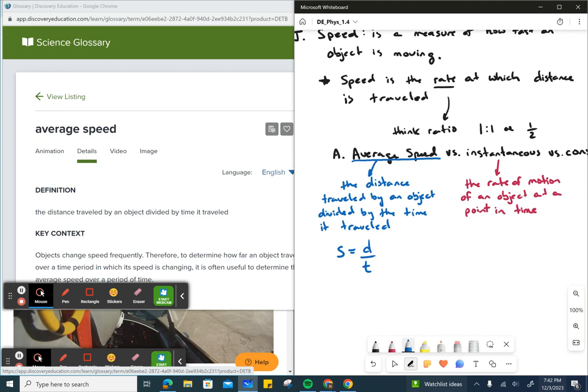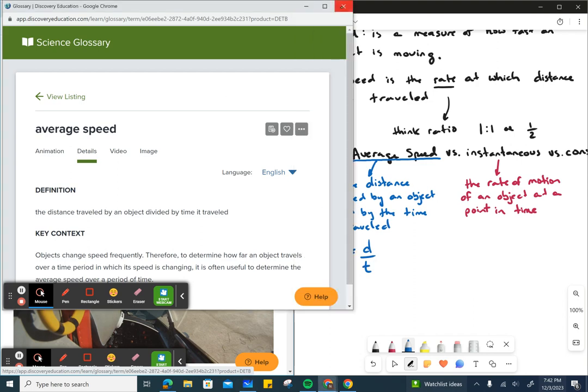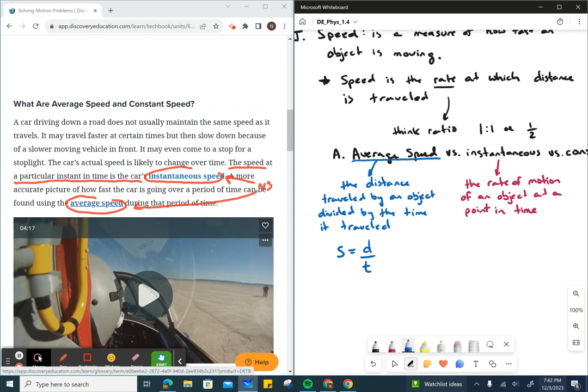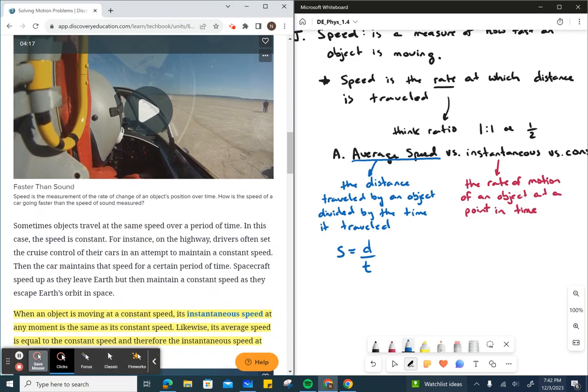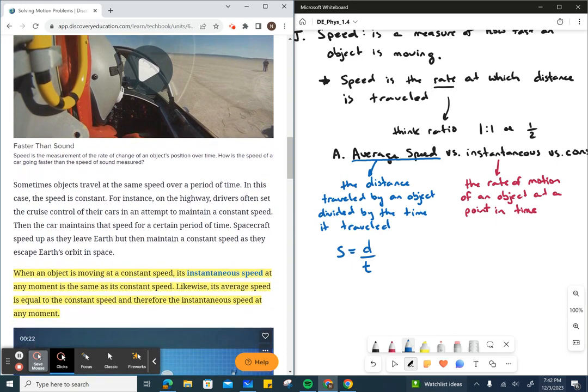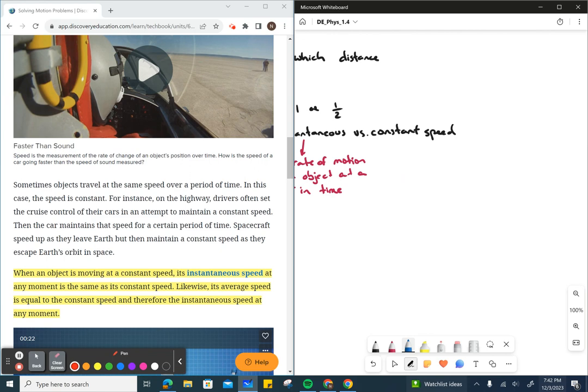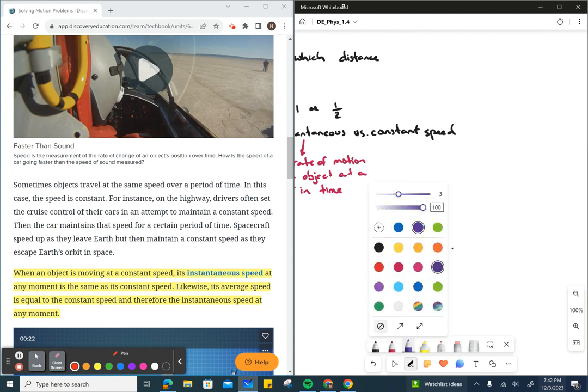Okay. And let's go back over here. And is there anything else that we can add here? Make sure you watch the videos. Okay. Sometimes objects travel at the same speed over a period of time. In this case, the speed is constant. Okay, I don't know why that just changed there, but we'll write that down over here. Okay, let's just pick a different color.